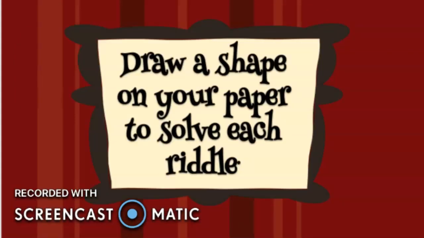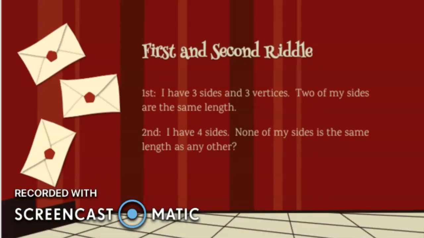On your paper, I would like for you to draw a shape to solve each of the riddles that I'm going to be giving you. So I'm going to give you some riddles, and you're going to draw a shape on your paper to solve each riddle. So here is the first and second riddle. The first riddle says, I have 3 sides and 3 vertices. 2 of my sides are the same length. So I want you on your paper to draw a shape that suits this riddle. I want you to pause your video, draw that shape.